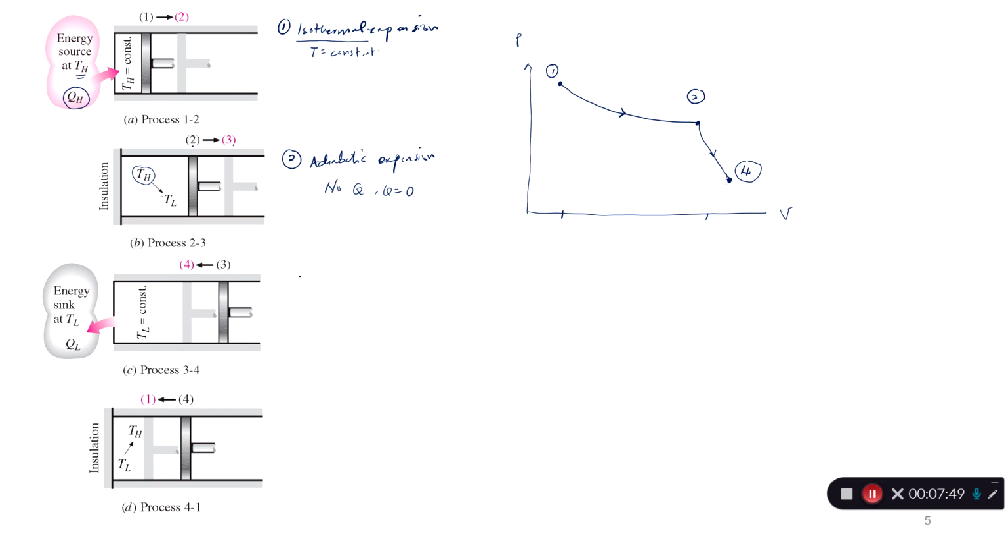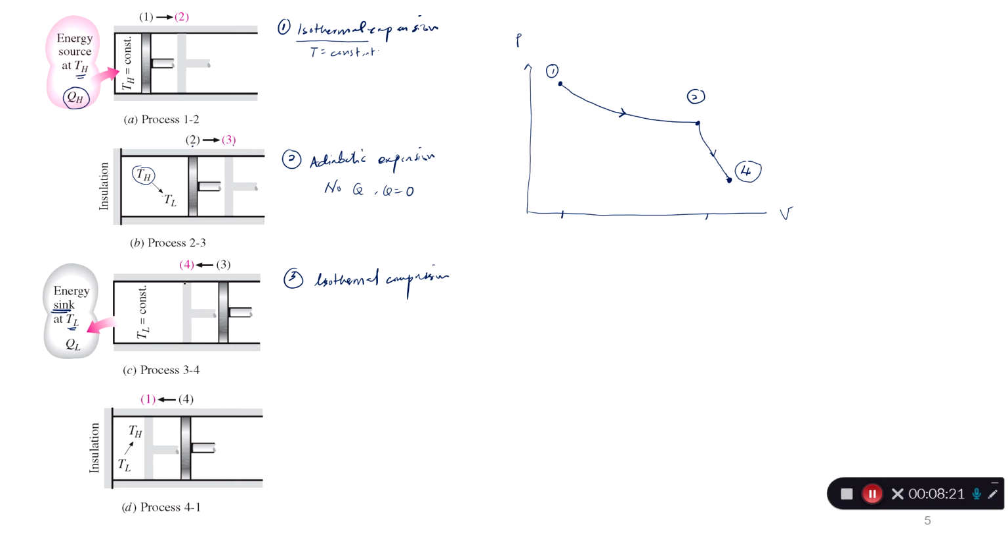Next, it has reached point 3. So at point 3, the insulation is removed again at the top, and the cylinder is put in contact with a reservoir or a sink. The sink is at low temperature. Okay, so number 3 is isothermal compression.